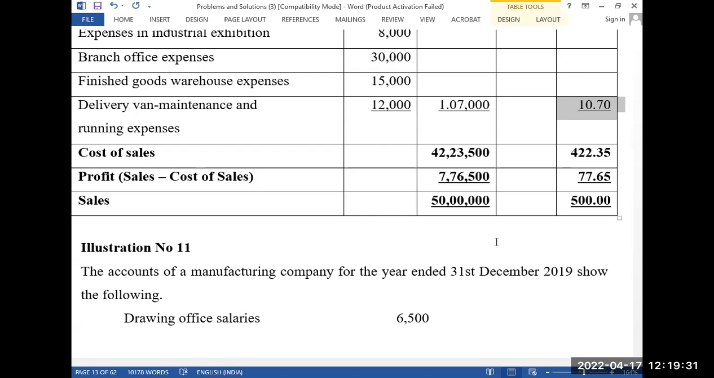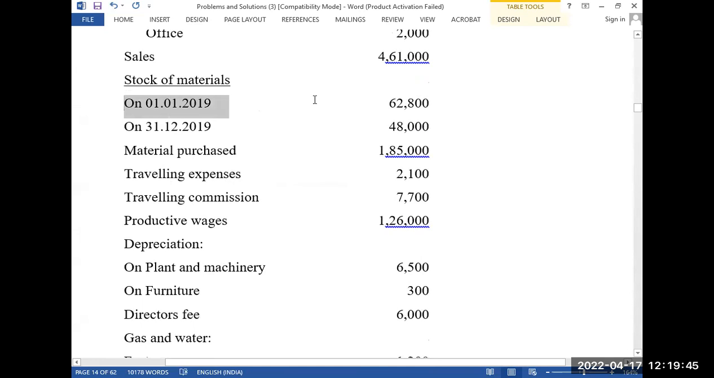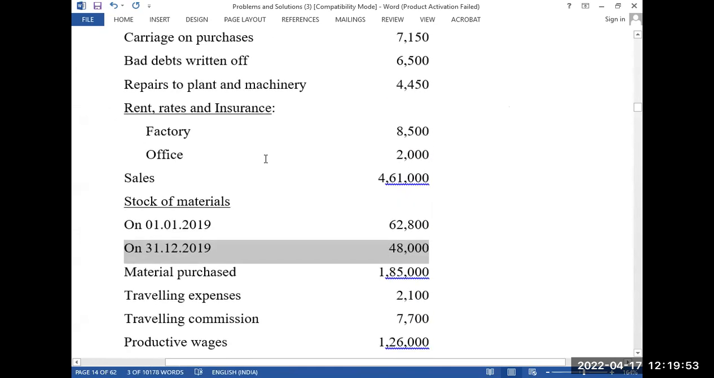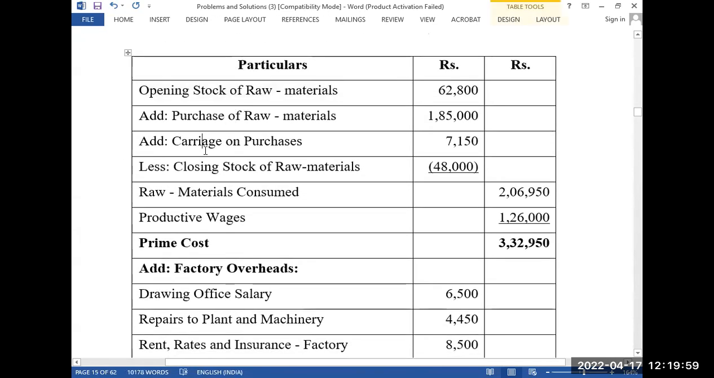So the remaining questions you go through, and any doubt you can ask me later. If you work out the questions, it is very easy to understand this concept a little more deeply. Look at this question. It is given a stock of material. This is the opening stock of raw material. This one is the closing stock of raw material. Opening stock of raw material plus purchase plus carriage on purchase minus closing stock is equal to material consumed. The answer of this total is going to be material consumed.